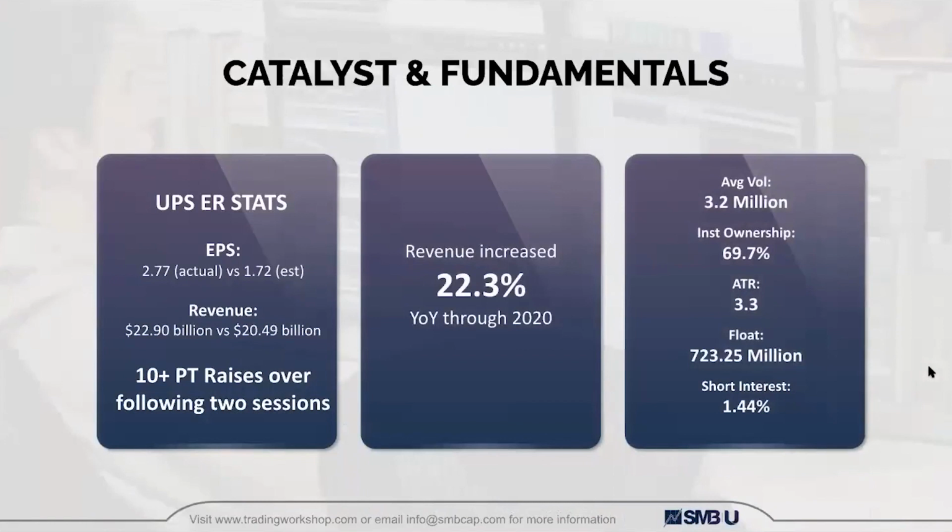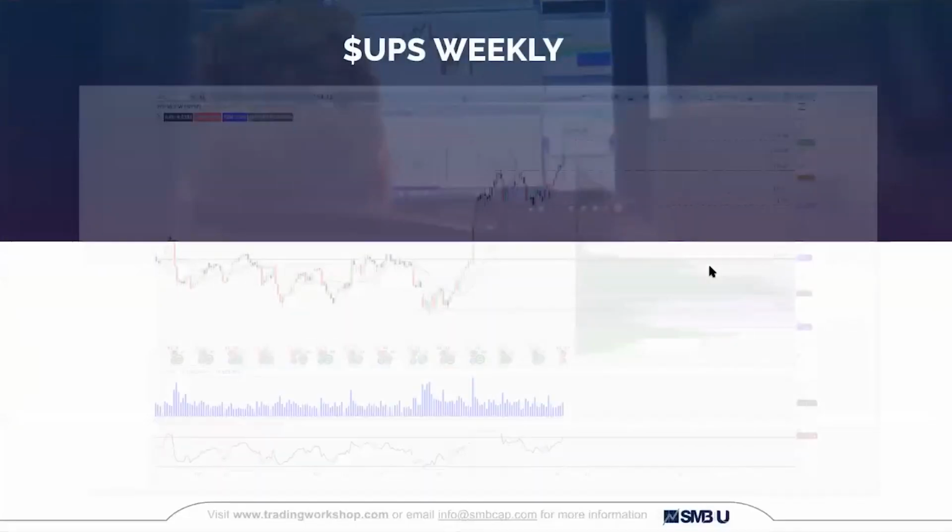Just to quickly highlight what happened with UPS's earnings: we got a beat on EPS, a small beat in revenue, and another form of confirmation is over 10 price target raises in the following 2 sessions. That's unheard of for these earnings. That just doesn't happen. Average volume is 3.2 million, ATR is 3.3 pre-gap. Those are the 2 characteristics I'll pay the most attention to when I actually take this trade.